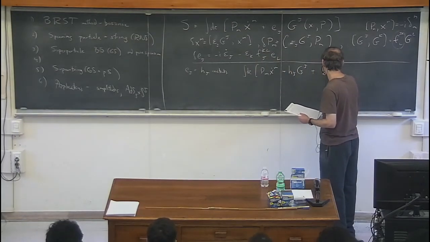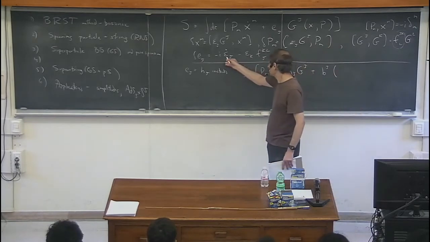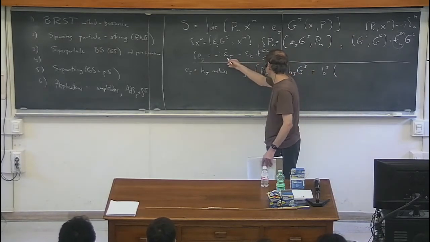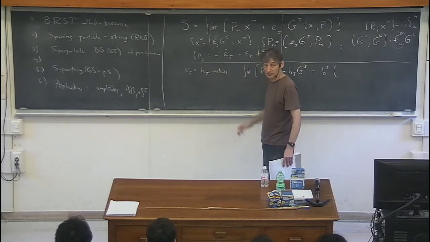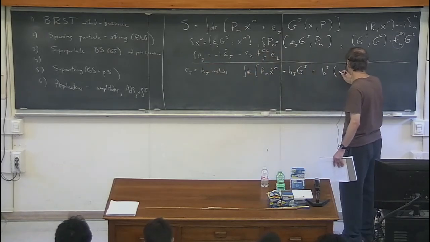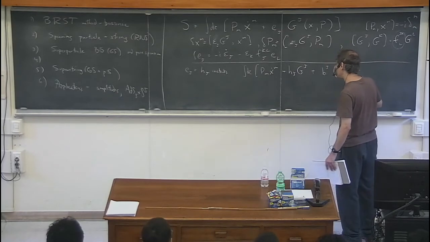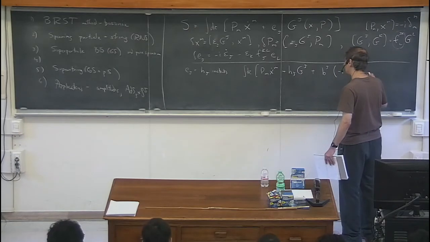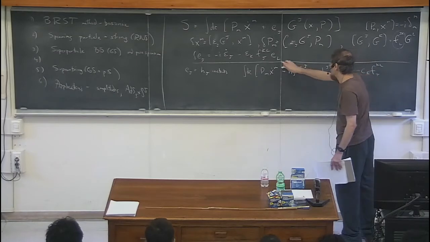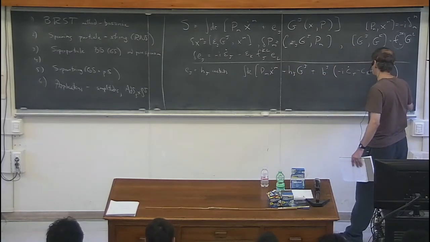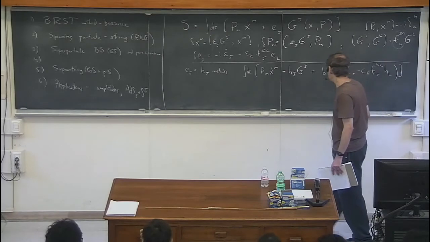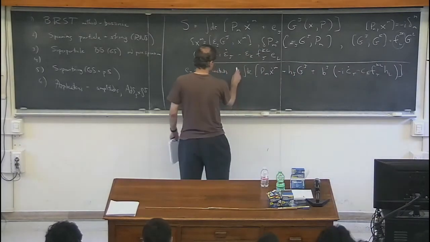So the way the ghost appears in the action is related to the gauge transformation of E. So you'll get the term minus i c dot j minus c k f j k l, and now we just set E equal to H. Okay, so this is the gauge fixed action.